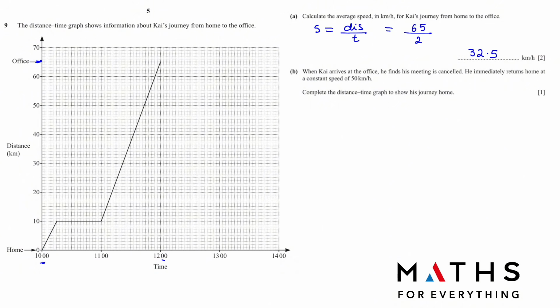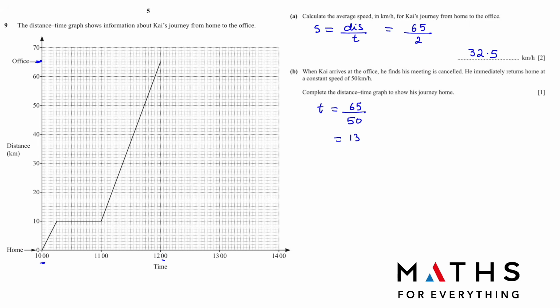For question number B, when Kai arrives at the office, he finds his meeting is cancelled. He immediately returns home at a constant speed of 50 km per hour. Complete the distance time graph to show the journey home. Here we have to find the time. The distance is going to remain the same and the speed is 50 kilometers per hour.